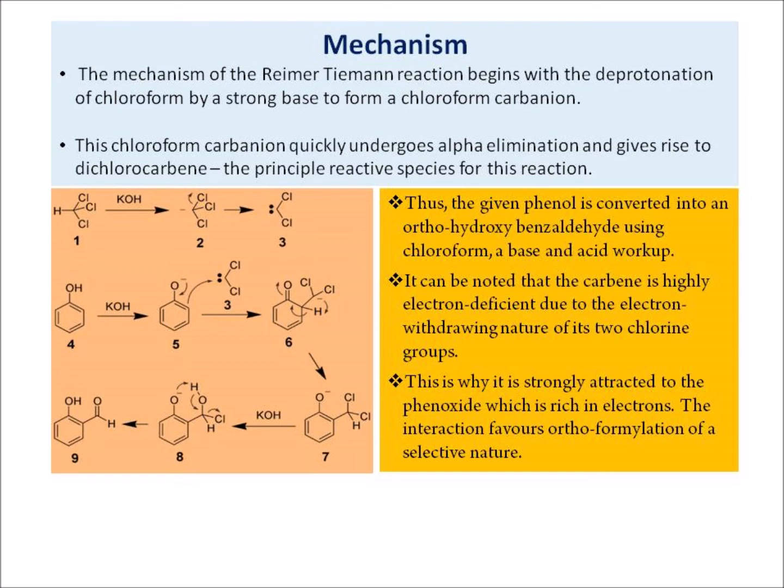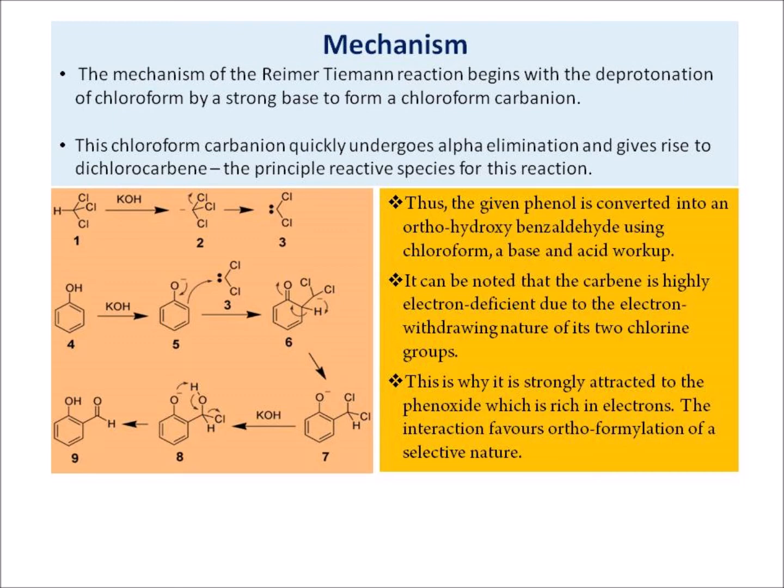Mechanism. The mechanism of Reimer-Tiemann reaction begins with the deprotonation of chloroform by a strong base to form a chloroform carbanion. This chloroform carbanion quickly undergoes alpha elimination and gives rise to dichlorocarbene, the principal reactive species for this reaction. Thus, the given phenol is converted into an ortho-hydroxybenzaldehyde using chloroform, a base and acid workup.